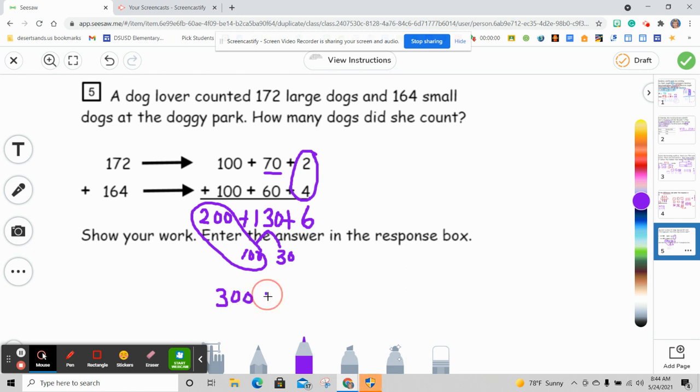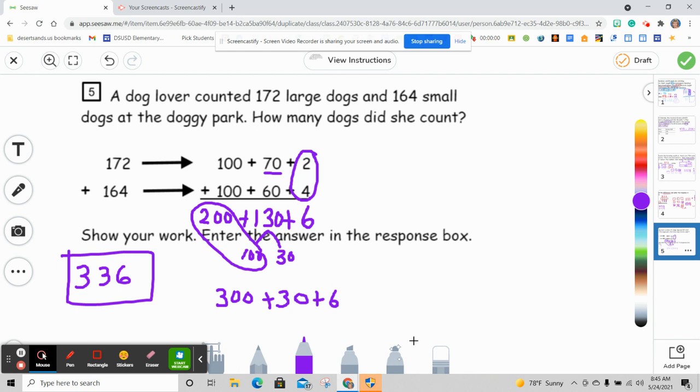And then we have the 30 plus 30. And then we have the 6 plus 6. And that would be 336. Now, this is my answer.